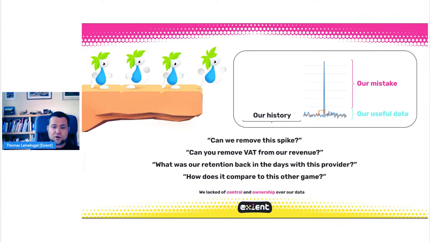And that's what your graph looks like, a huge spike. And the thing that you would like to look at completely dwarfed at the bottom. And there were some workarounds, but nothing simple. And also we had another issue with how long the data would be retained. So basically we lacked control and ownership over our own data.